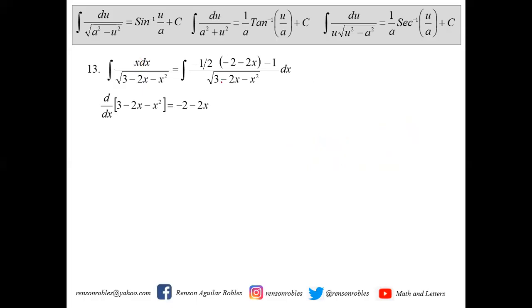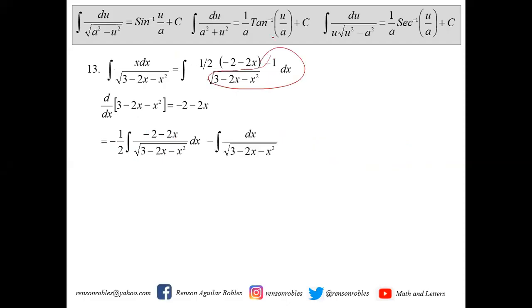After which, you can now use the distributive property of division over addition. So we now have the integral of, negative 1/2 you can just throw out, so that's negative 1/2 times the integral of negative 2 minus 2x all over the square root of 3 minus 2x minus x squared dx. And then this one, that's negative 1 times the integral of dx all over the square root of 3 minus 2x minus x squared. For the first term, you can observe that we let v equal 3 minus 2x minus x squared, and dv is negative 2 minus 2x dx, which happens to be on the numerator.